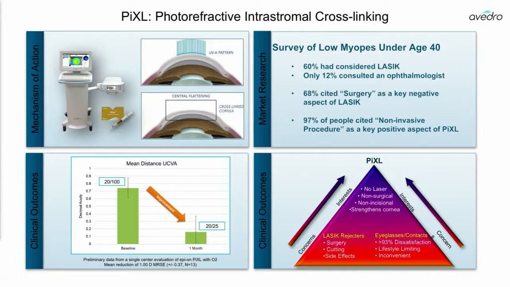And then finally, on the bottom right, is again from that market survey, you can see the key terms that were described as reasons people would not think about surgery, such as, again, surgery or cutting, or if they were contact lens users, reasons they didn't like them. It was lack of comfort, irritation, interference with lifestyle. But things that they found attractive about Pixel: non-invasive, non-incisional, strengthens the cornea, non-surgical. So I think this is a treatment that may change the paradigm that we're talking about, because it would allow patients to have a non-invasive approach rather than a surgical approach for low corrections of refractive error.